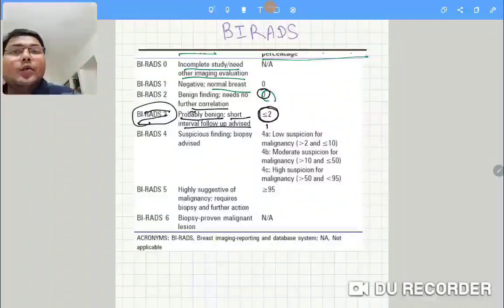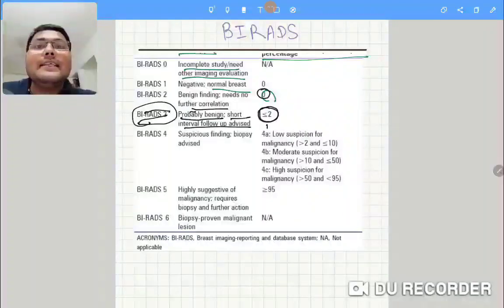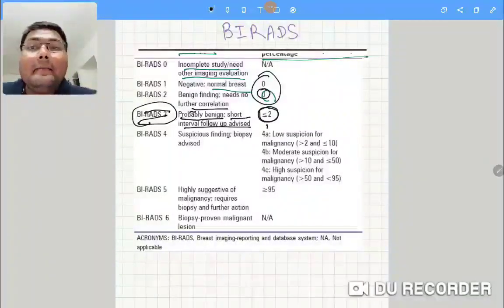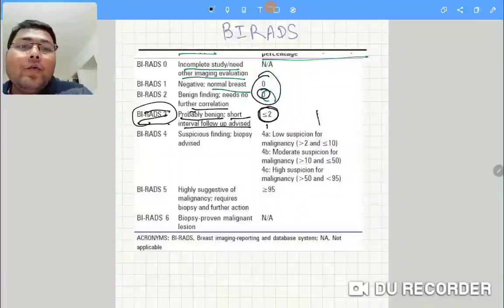In BI-RADS 1 and 2 there is no necessity to go for histological examination, because the likelihood of malignancy is 0%, right? But in BI-RADS 3 there is a chance, less than 2%. It's a big chance. So you have to go for a biopsy, like FNA or true cut biopsy, right?